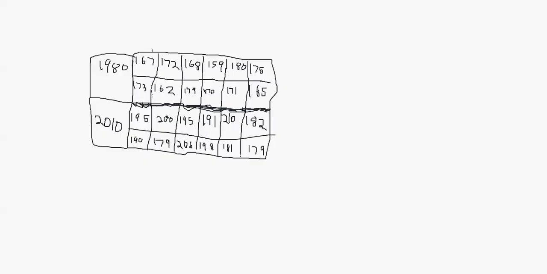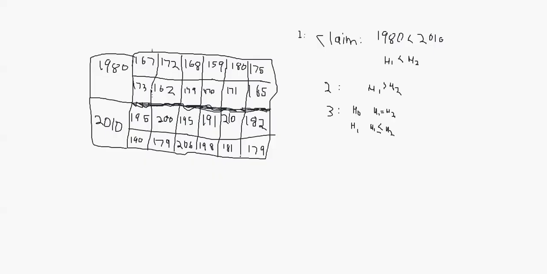So here's an example of an independent test with two means. Listed in this data set are the weights of Americans that were randomly selected in the 1980s versus 2010. So the first step we would have to do is realize that the claim is that the mean weight in 1980 is less than the mean weight in 2010. That could be expressed as mean 1 is less than mean 2.